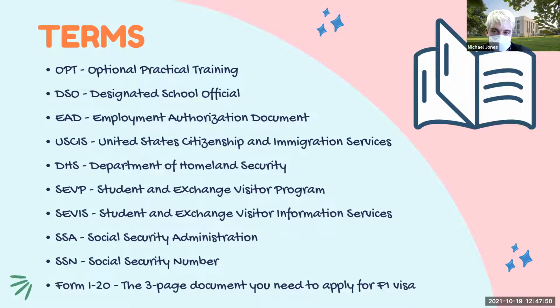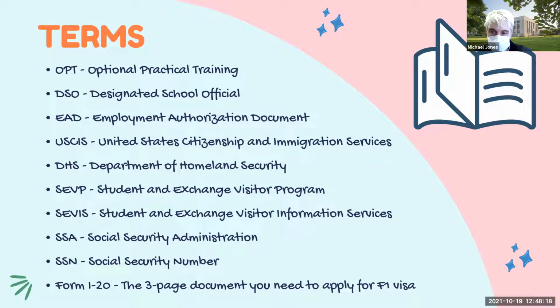EAD stands for Employment Authorization Document. And sometimes you'll hear people say EAD card because the document feels like a driver's license, kind of. It looks like that. USCIS stands for United States Citizenship and Immigration Services. They're the ones that approve you for OPT. DHS stands for Department of Homeland Security. They oversee the F1 student program.